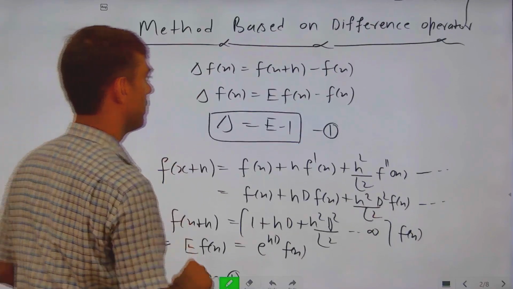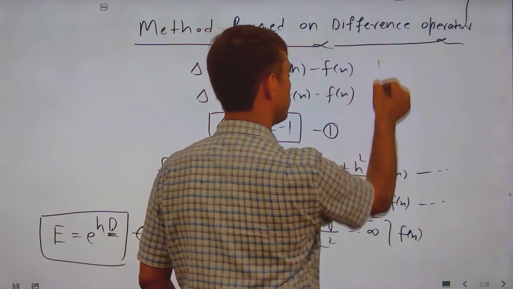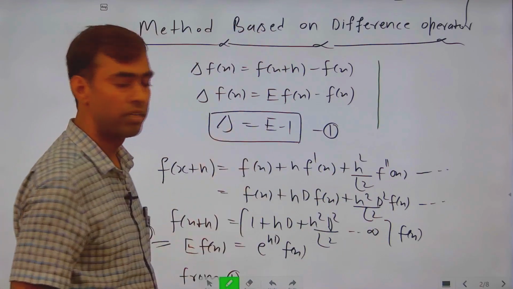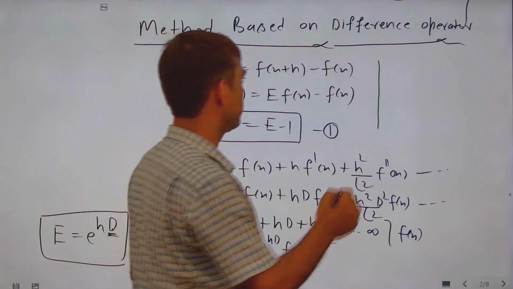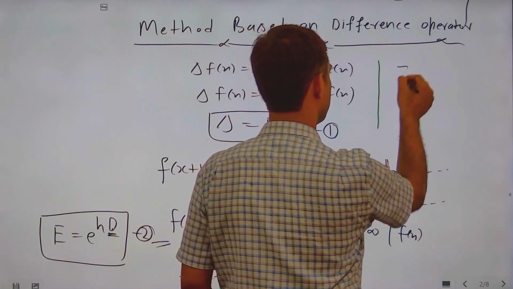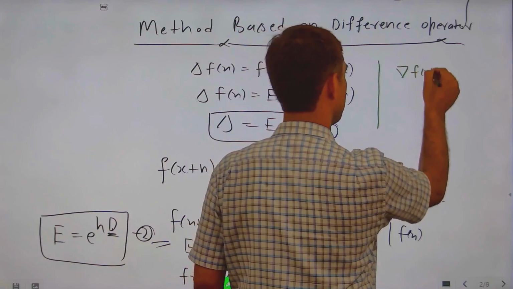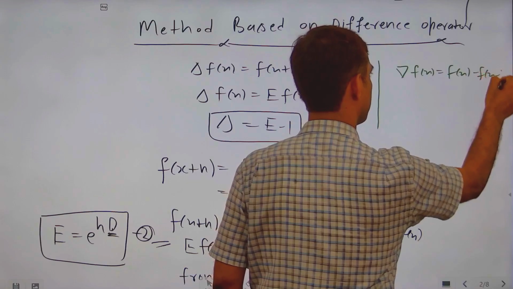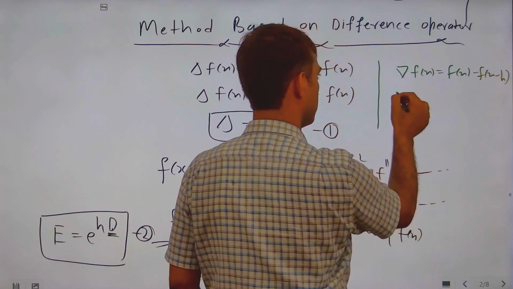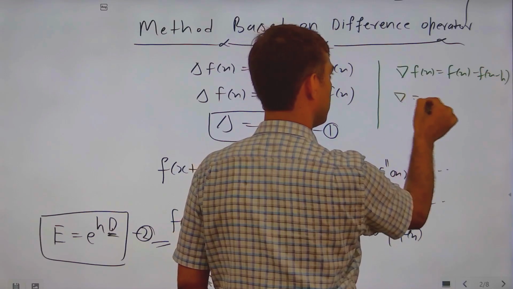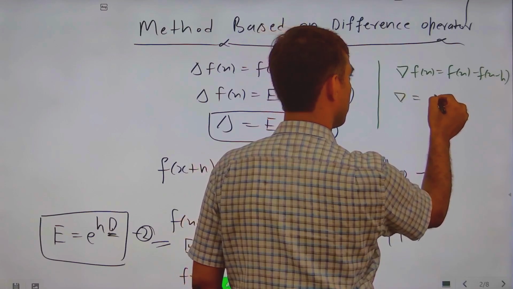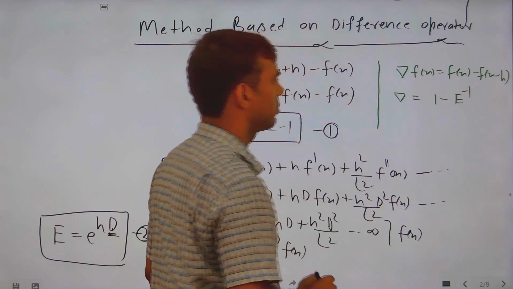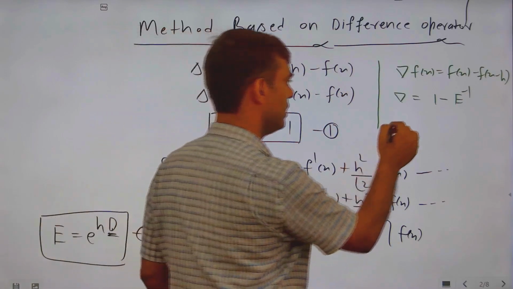From here you may also be able to find out a relation between the backward and shift operator. Then what is the relation? The relation becomes delta f(x) equals f of x minus f of x minus h. This means delta equals 1 minus E inverse.